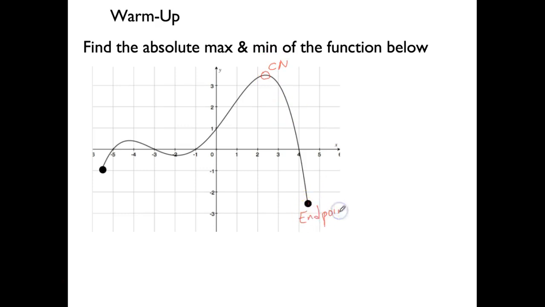So when you do an absolute max or min, it could be a critical number or it could be an endpoint. What we're going to do on these is check which is the largest. If it's an absolute max, which is the largest? Is it the critical numbers or is it the endpoints? Whichever one's the largest is the absolute max. Whichever one's the smallest is the absolute min. Okay, let's go through some of this.